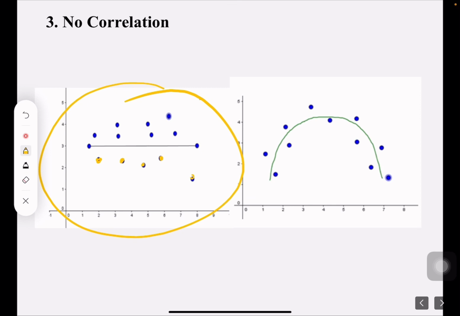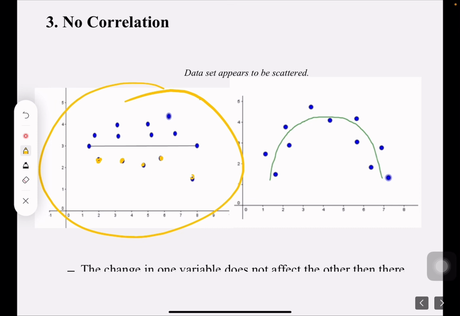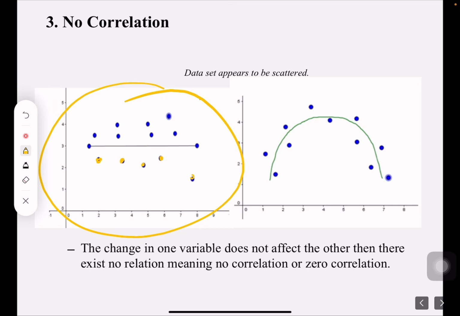Similarly, this graph also shows the same thing. Hence, the data set appears to be scattered. So the change in one variable does not affect the other. Then there exists no relation, meaning no correlation.